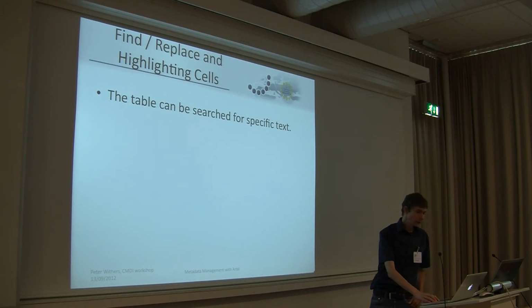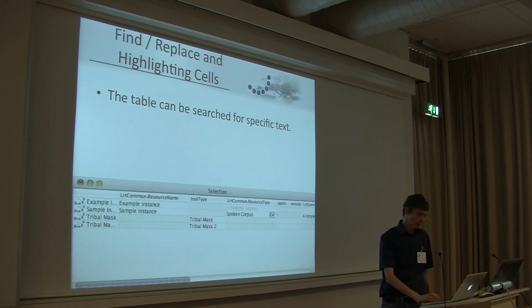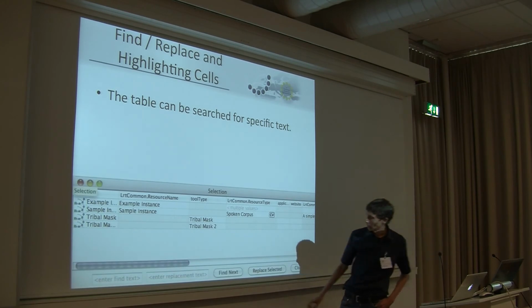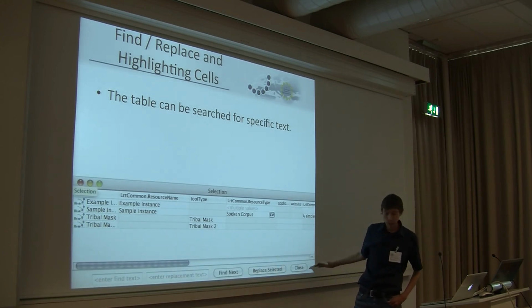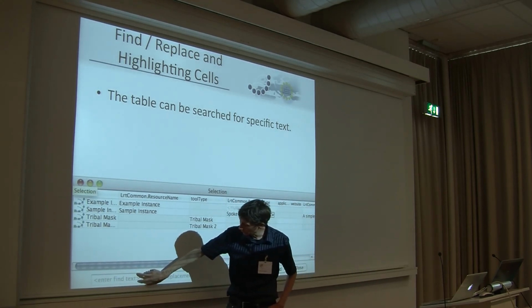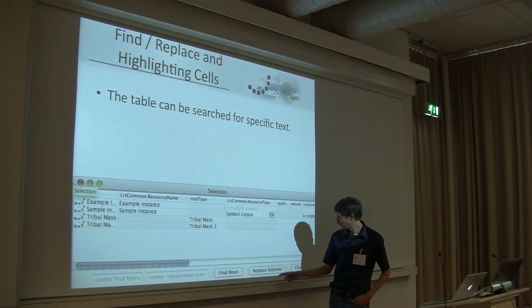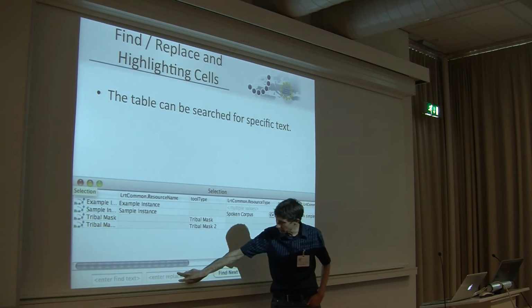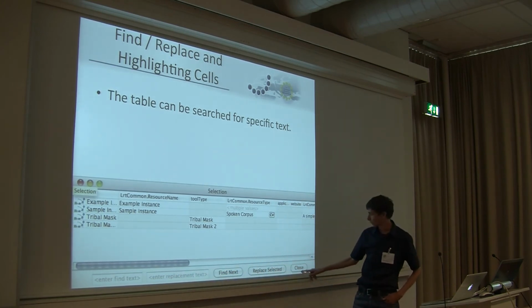There are a number of other features in Arbil to make it easier to work with. So for instance, find and replace. It's quite low on the screen, so I'm not sure if everyone can see. But you have a find text field, and then the find next button, and you also have a replacement text field with replace selected, etc.